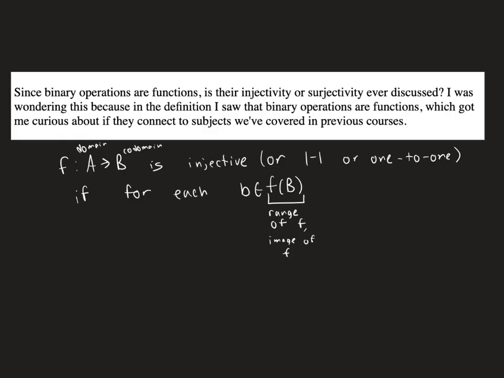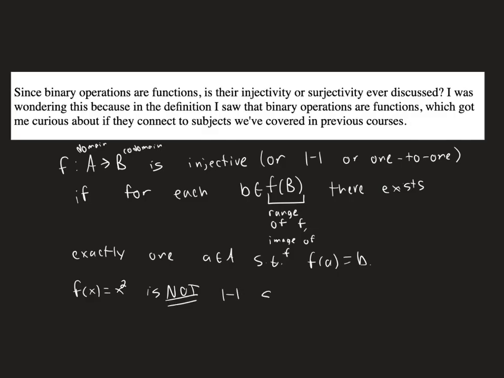But anyway, a function is injective if for each B in the image there exists exactly one A in A such that F of A equals B. Essentially, you don't map to anything in B with two different elements. So for example, F of X equals X squared is not one-to-one, since F of 1 equals F of negative 1, and 1 does not equal negative 1.